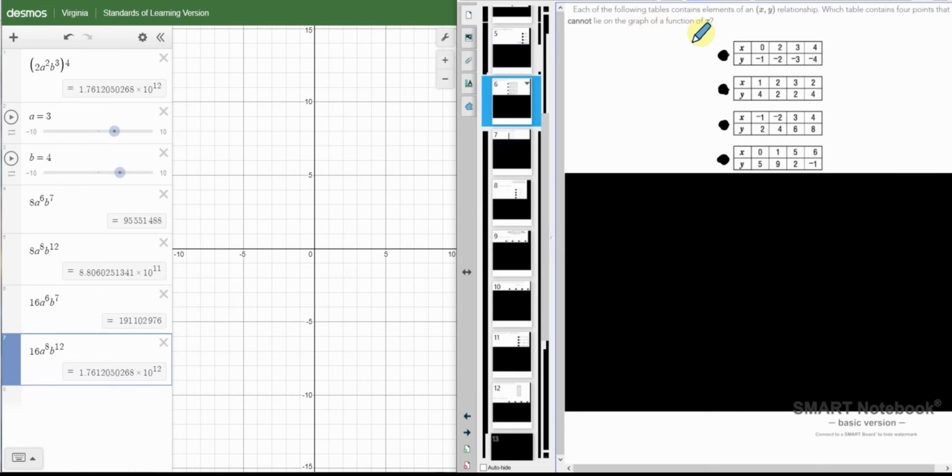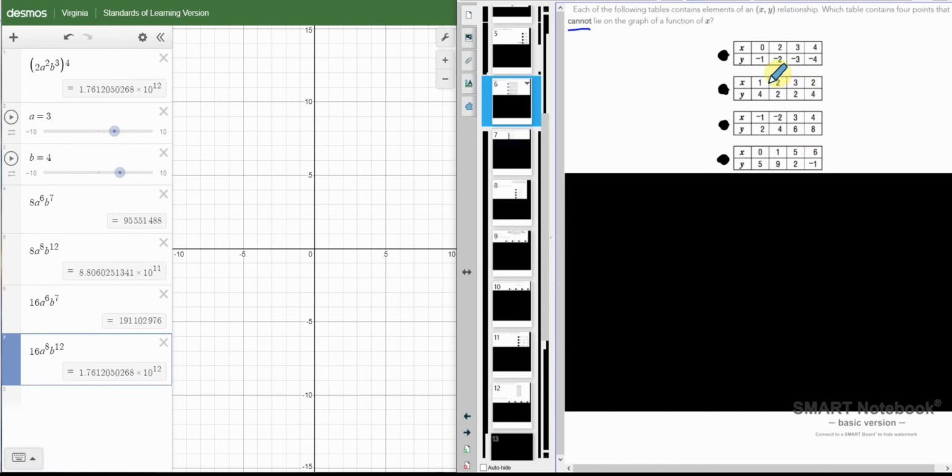Each of the following tables contains elements of an x and y relationship. Which table contains 4 points that cannot lie on the graph of a function? So remember, a function is where every x only has one y. So which one of these breaks that rule? Each one of these x's is different. I'm happy with that. Here I've got a duplicate x. All my x's are different. All my x's are different.